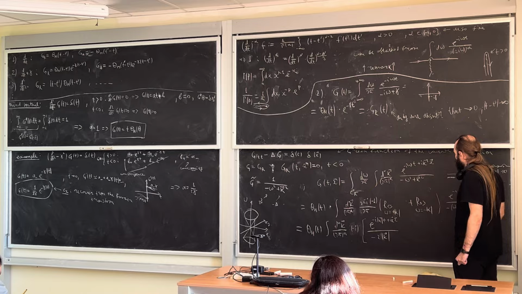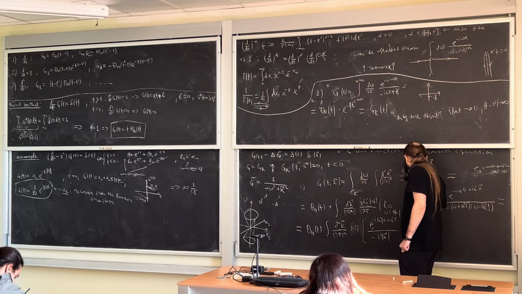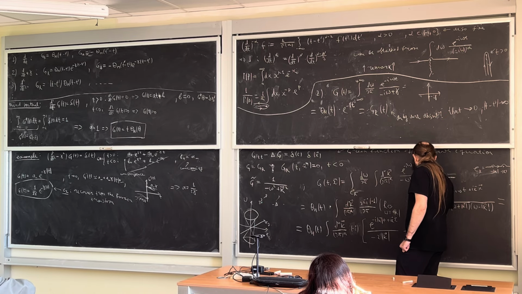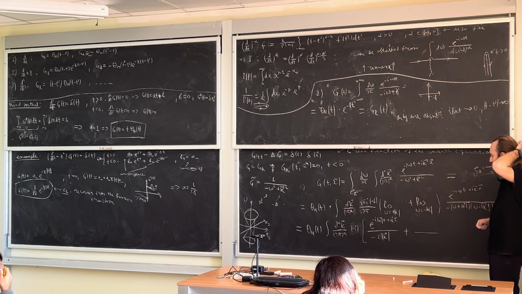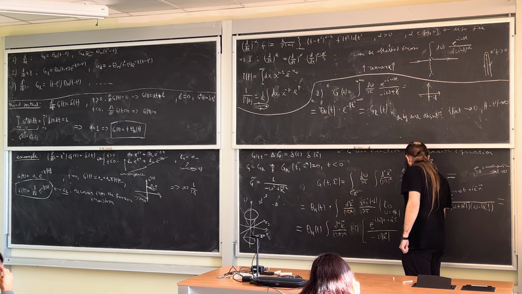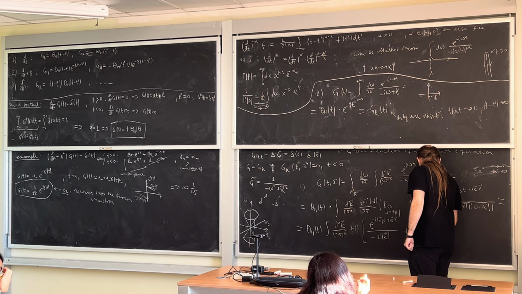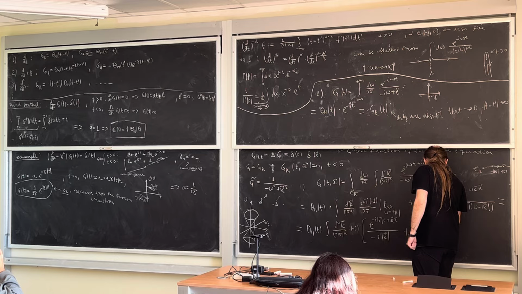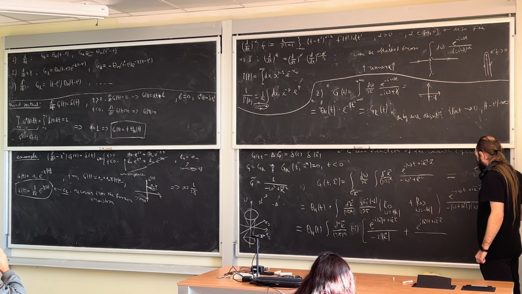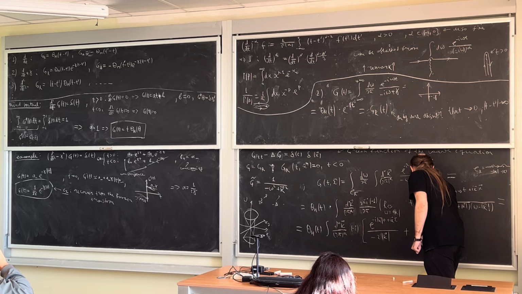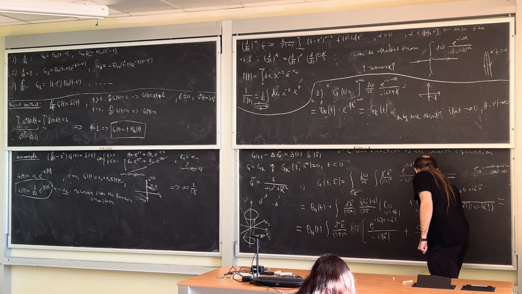And what about the second term? e to the i absolute value of k t plus i k x divided by 2 absolute value of k. Yeah, it was a plus sign. Thanks.